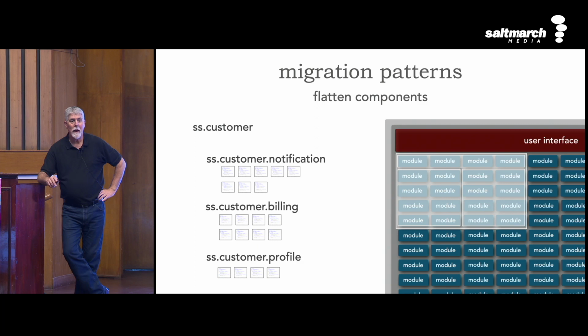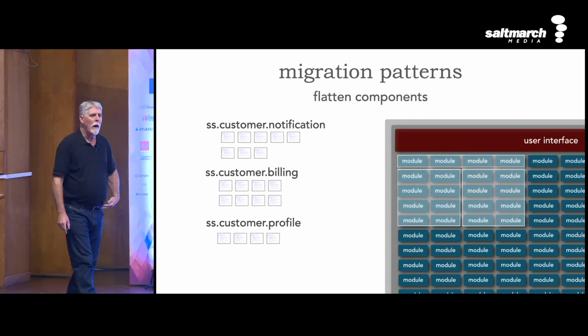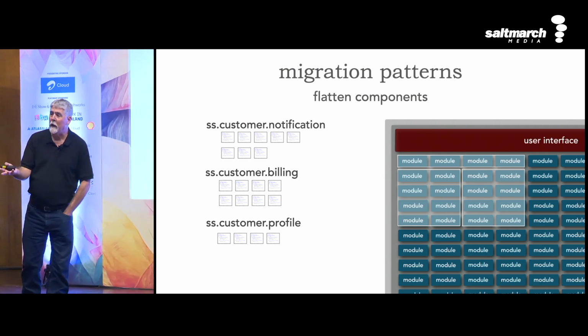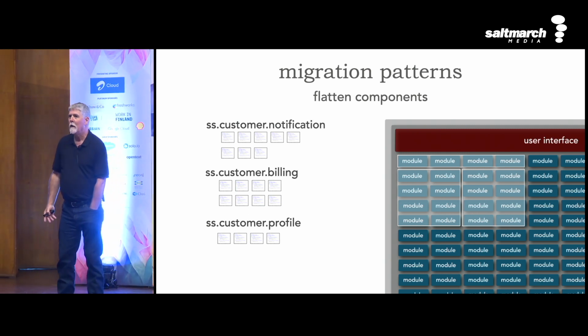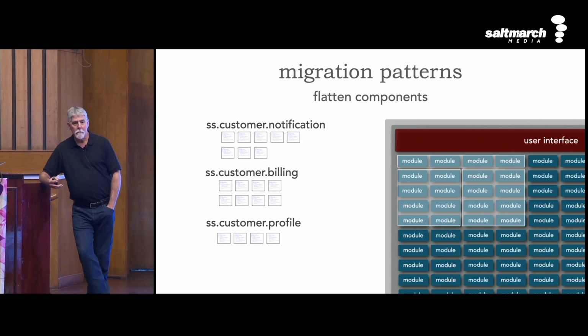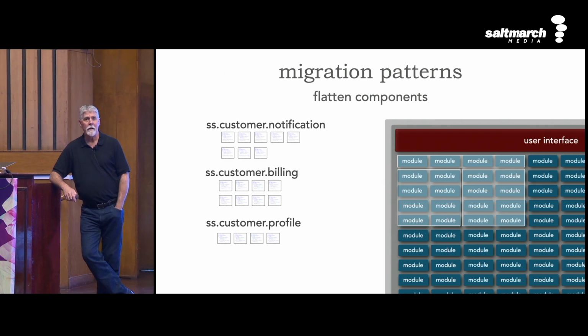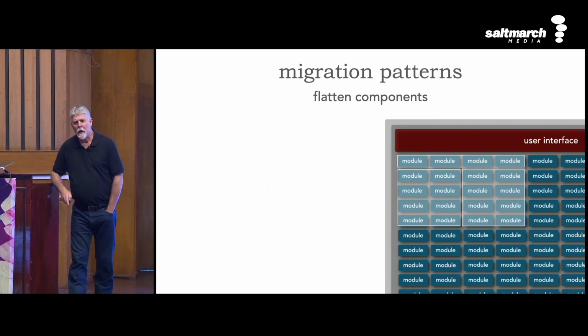It becomes a domain. So let me ask you now, how many possible services do you see in this particular legacy system? 3: notification, billing, and profile. Yeah, all nicely delineated. Okay, but let's do another couple of scenarios.